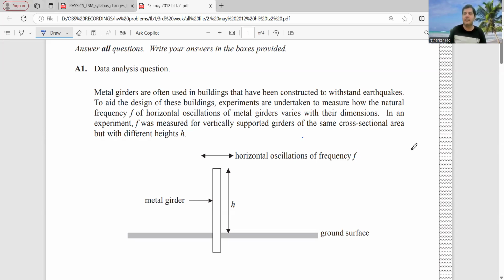Now, in an experiment, f was measured for vertically supported girders of the same cross-sectional area, but with different heights. So what is he measuring? He is measuring the frequency for different heights. So this is the height h here. The metal girder will now start vibrating. When you fix it to the ground surface, it can vibrate like this, right? So the frequency of vibration can increase with the height h or decrease with the height h. We need to look at what is exactly happening here.